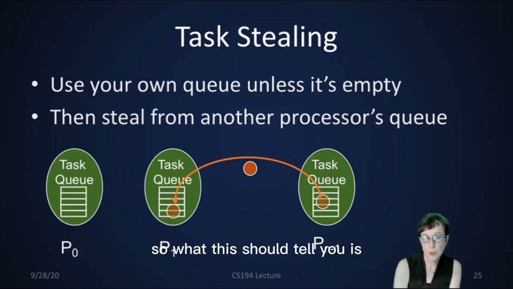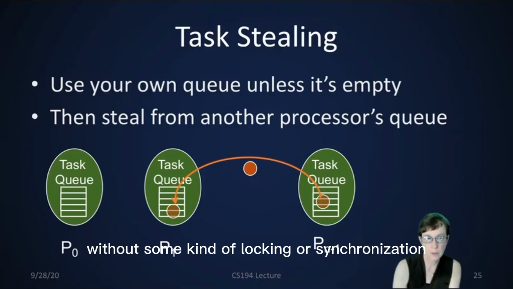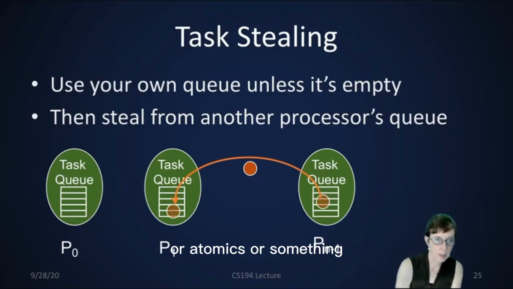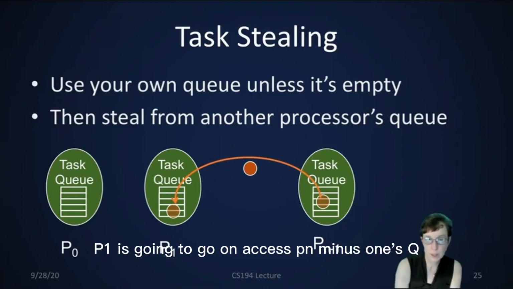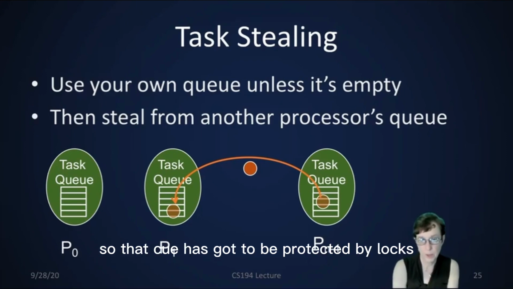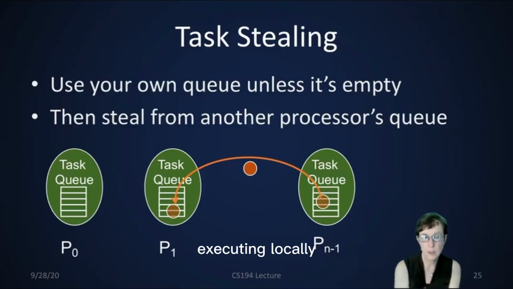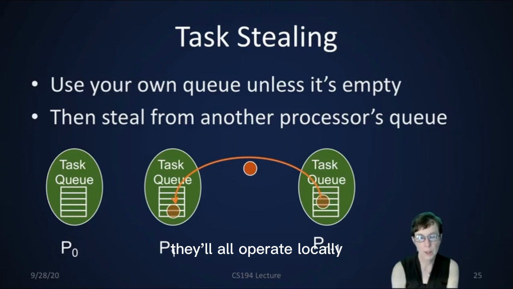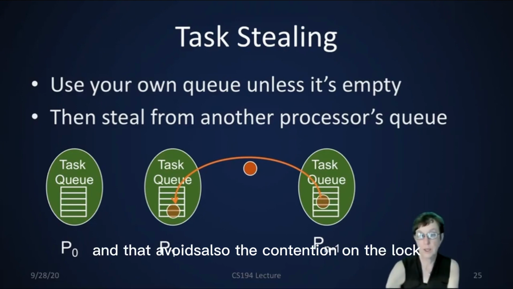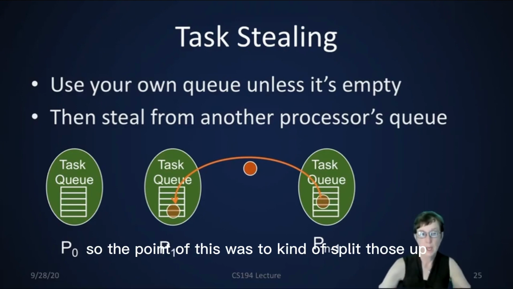So what this should tell you is you still have to synchronize these queues. You can't do this without some kind of locking or synchronization or atomics in order to make the queues work correctly, because at some point, in this case, P1 is going to access Pn-1's queue. So that queue has to be protected by locks, but most of the time you're going to be executing locally, putting things in and out of the queue on your own processor, assuming you have plenty of work to do and nobody else is trying to steal from you. If everybody's got plenty of work to do, they'll all operate locally, and that also avoids contention on the lock. So the point of this was to split those up.